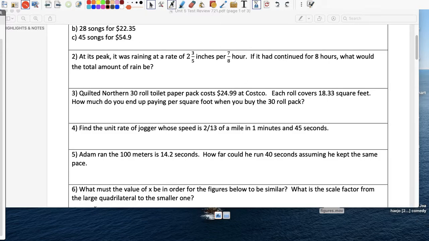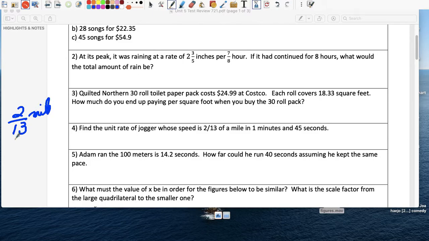I think when I don't have room. So let me write this: 2/13 of a mile in a minute and 45 seconds. But it doesn't say what the unit rate here is. Is the unit rate in minutes, in hours? So I'm going to put it in a minute 45 seconds.